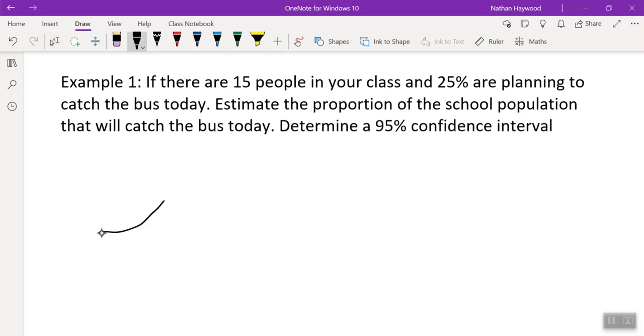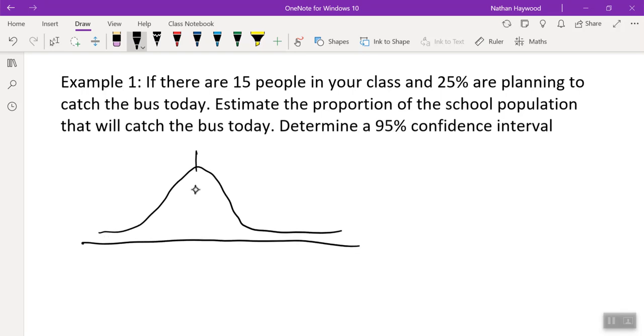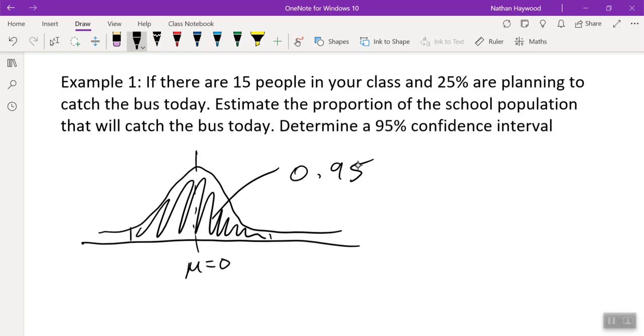So if I remind you of the normal distribution, what's the mean for a normal distribution? 0. So I'm looking for 95% under the area, under the curve. So 95% area under the curve, so 0.95. So what would be the area outside the curve?